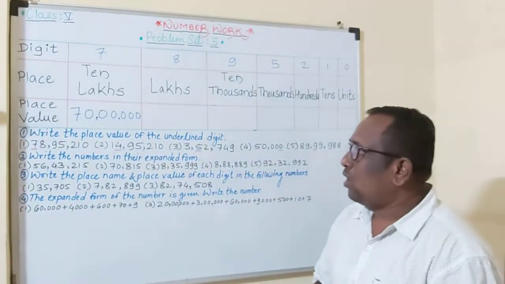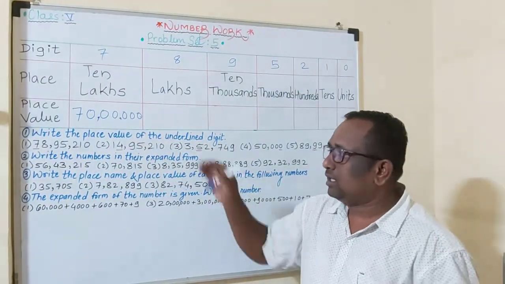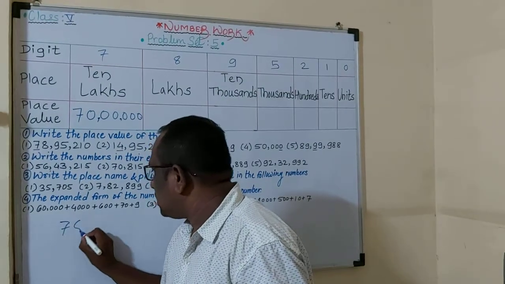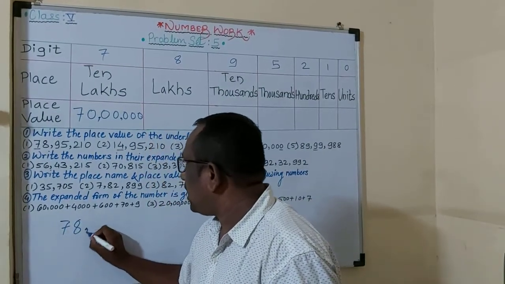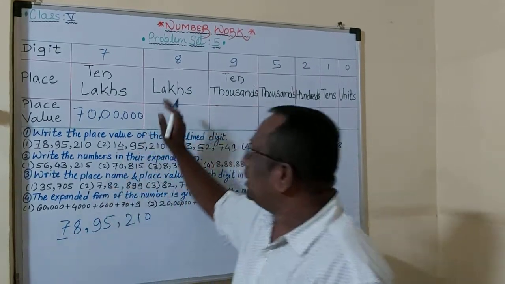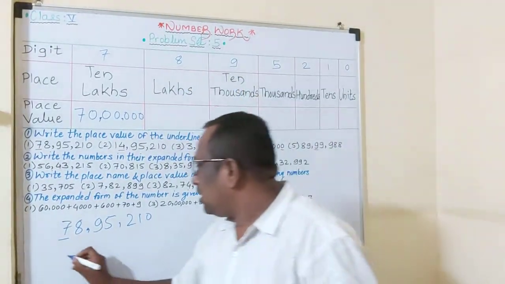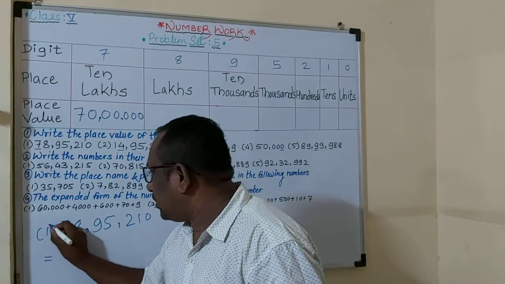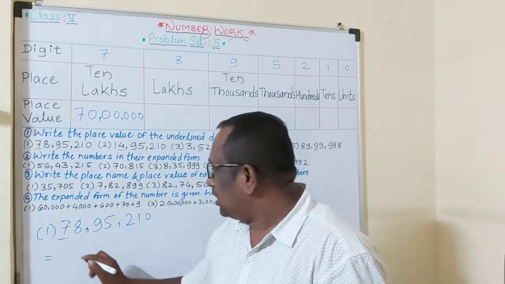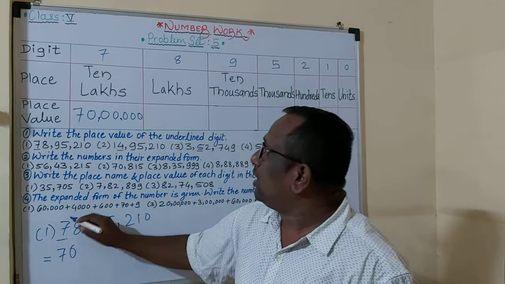Okay. Now how do you have to solve it in the notebook? Simple, students. Write the question. First example, 78 lakh 95,210. This you can solve neatly or roughly also, no problem. But after writing this first example, put an equal sign, and on the next line, then 7. Where is the 7?